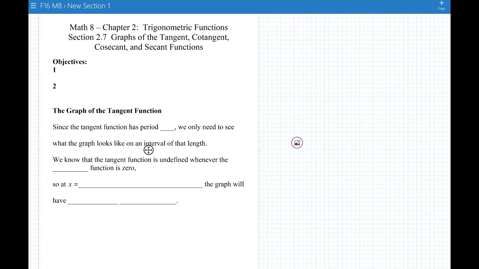Section 2.7 is the graphs of the tangent, cotangent, cosecant, and secant functions. And these all have denominators, so you can see why they would be different than what you would see with the sine and cosine graphs.